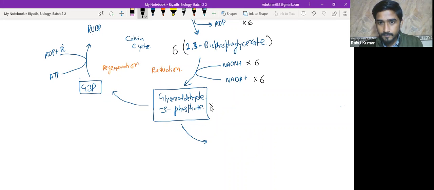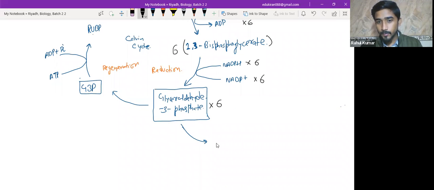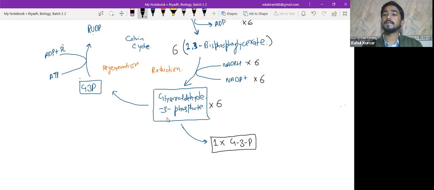Now we have 6 molecules of, here also it will be 6, because we have 6 molecules of glyceraldehyde 3-phosphate, correct? Everything is 6 till now, correct everyone? Yes, sir. From which only 1 molecule of G3P, glyceraldehyde 3-phosphate, goes out in one cycle. Is it clear? That's the trick. That's the catch. That is how biology has evolved.